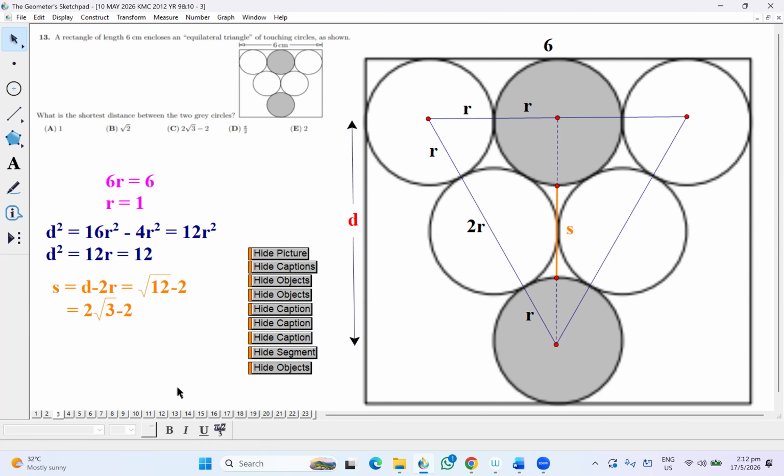Geometry question. This is the next question.